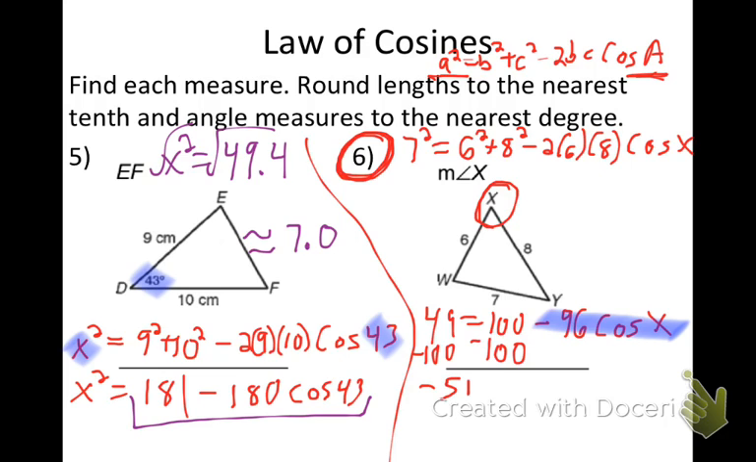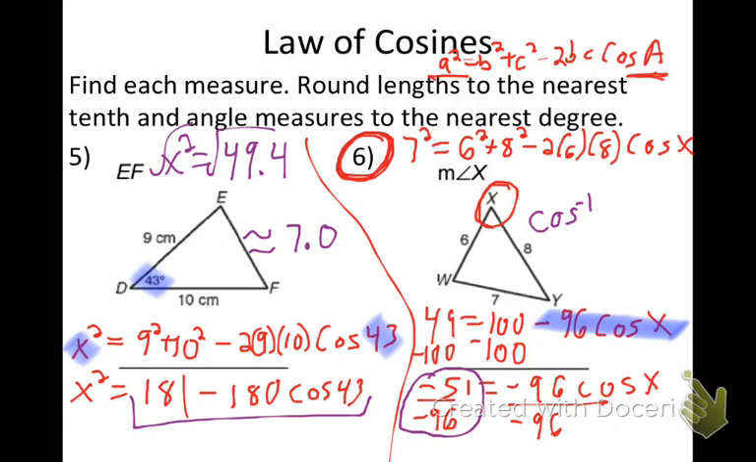Getting me negative 51 equals negative 96 cosine of x. Now what can I do? Now algebraically I can divide by negative 96. And when I divide by negative 96, I'm going to get a decimal. Is that decimal my answer? No. How do I go backwards to get a degree then? I'm going to have to use the what? Inverse cosine. Now here's the thing. What's a negative and a negative going to get me? They're going to get me a positive. So I'm going to use the cosine inverse of 51 over 96, or as that as a decimal, either way you look at it.